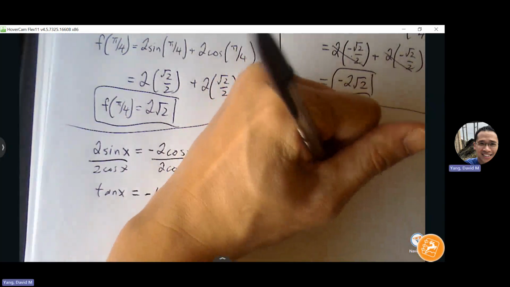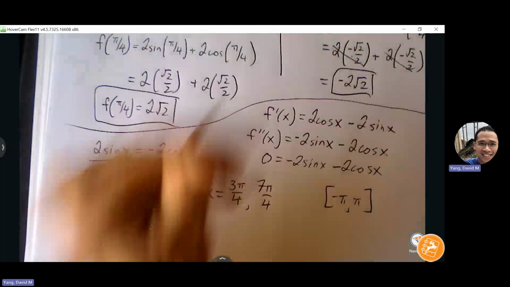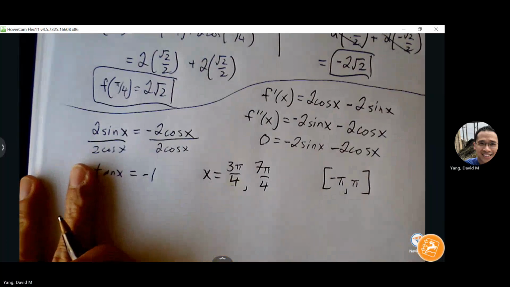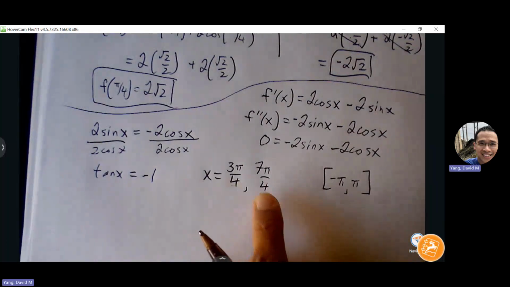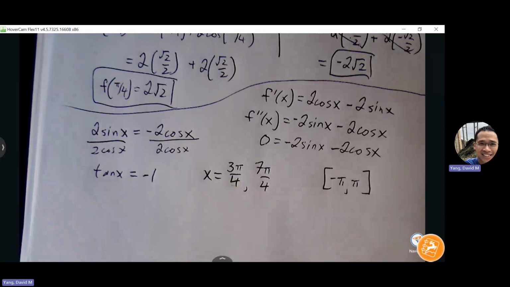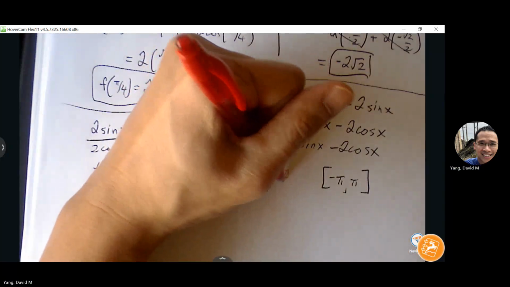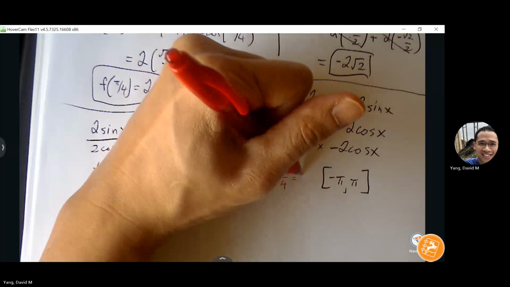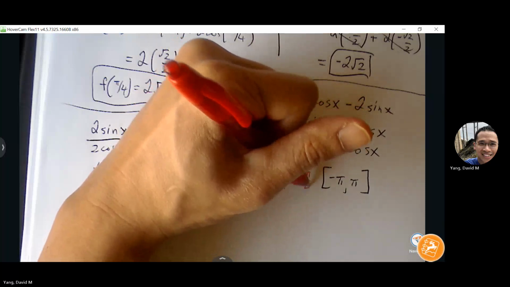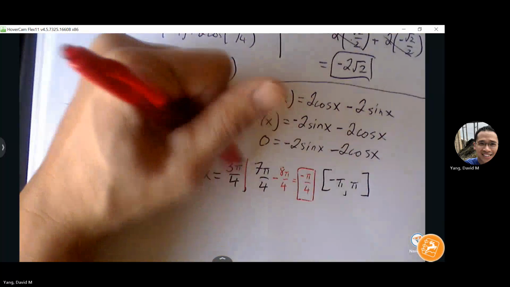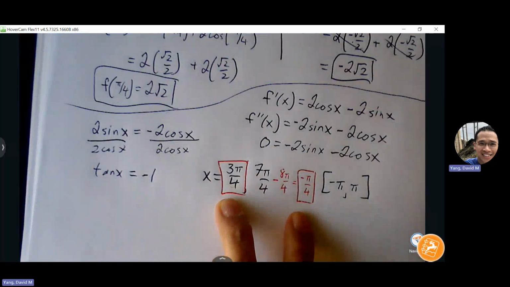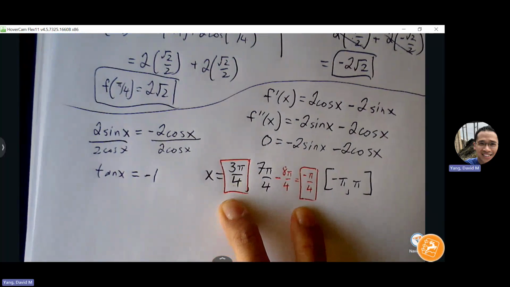But our interval is from -pi to pi, so which one do we have to adjust? Yeah, the 7 pi over 4. So what can we do with that? Subtract 2 pi, yeah. Okay, place these two onto my second derivative sign line. Now I'm looking for intervals of concave up and concave down.